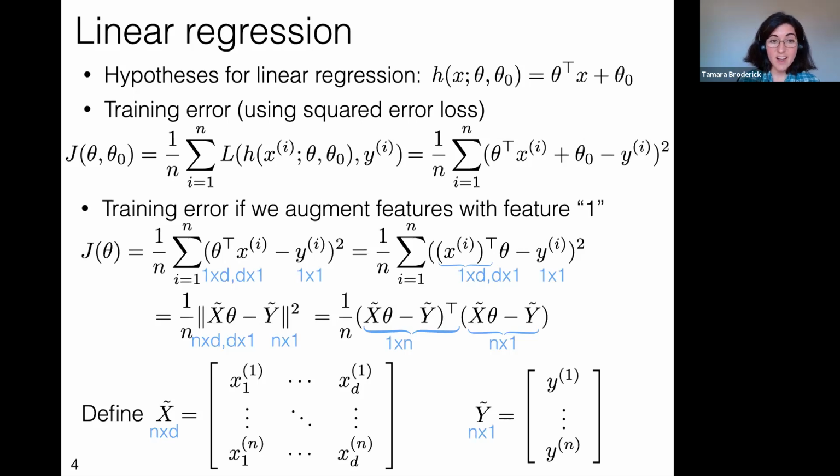If I did it in the other direction, if I put the transpose on the second term, you should check for yourself, just do this kind of dimensionality analysis. You're going to get an n by n matrix. That's not a scalar. That's not a value that we can minimize.